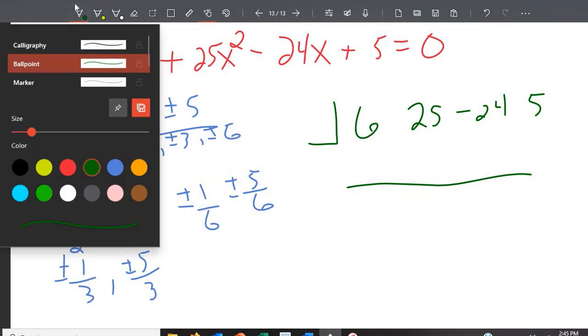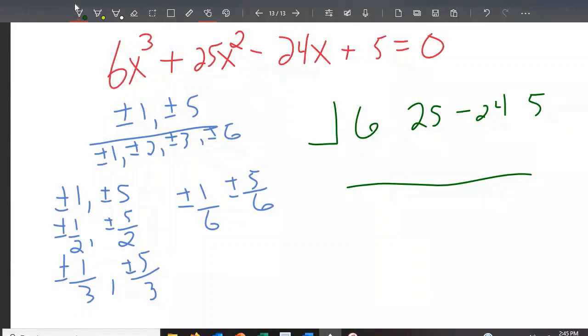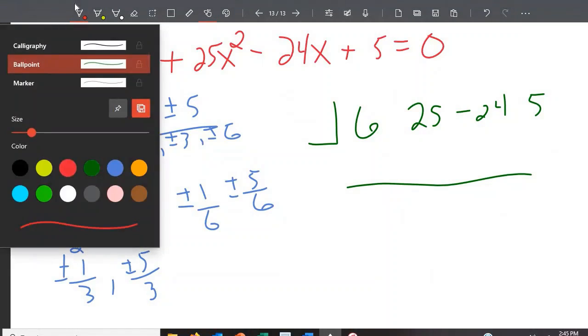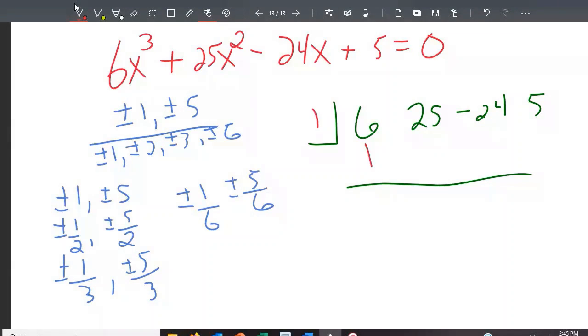Alright, let's just start with 1 again. Alright. 6 times 1 is 6. Combine that, we'll get 31. 31 times 1 is 31. I'll get 7. And that's definitely not going to give me a 0. So start over.